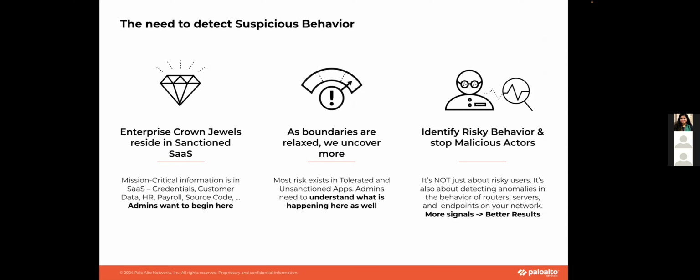Beyond that, as we relax the boundary, we are talking about numerous tolerated and unsanctioned applications. As you know, currently we support around 65,000 applications as part of our SaaS inline product, and as part of our roadmap, we are planning to integrate that into the behavior threats product. Furthermore, the more signals, the better the results.